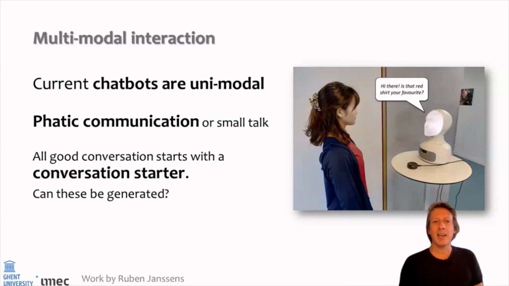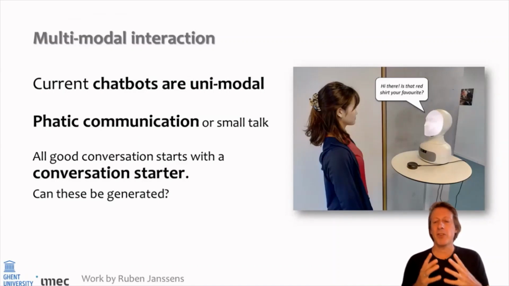And the first one is on multimodal interaction. Now, think about chatbots. A chatbot is unimodal. It's a text interface with a piece of AI. You type a question and then it comes back with a written response. Now, the moment you put a chatbot on a robot, things start failing.